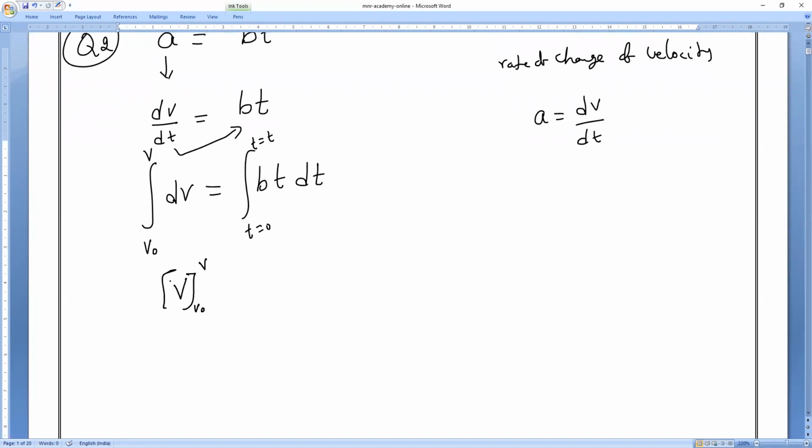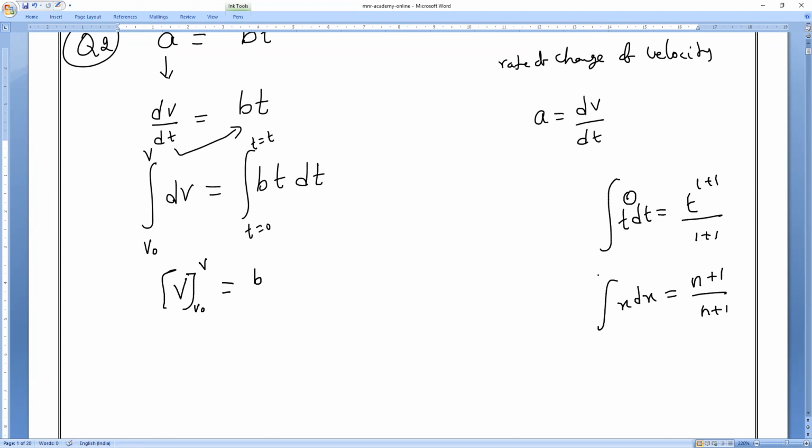So the limits v naught to v equal the integration of b t. b is a constant, so integration of t dt is t power 1 plus 1 divided by 1 plus 1, because if nothing is there, the power is 1. That is x power n plus 1 divided by n plus 1, the formula for the integration of x dx. You should learn the formulas.